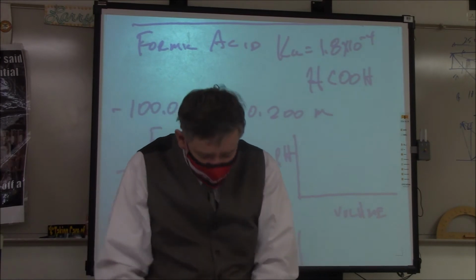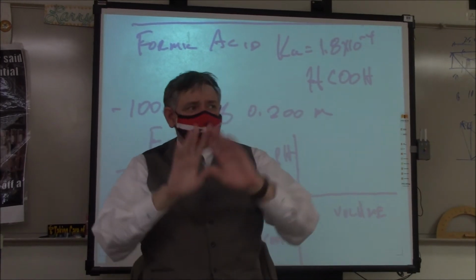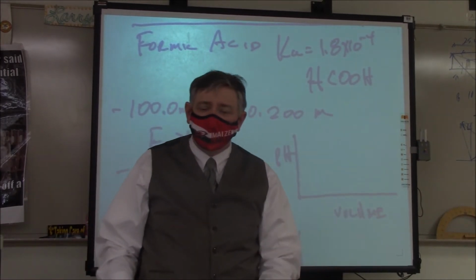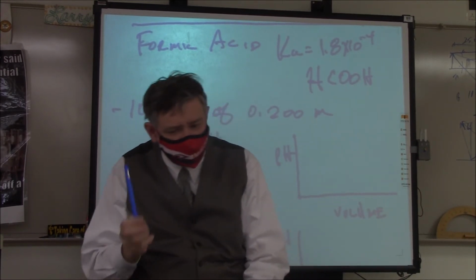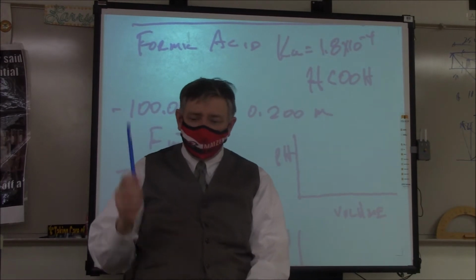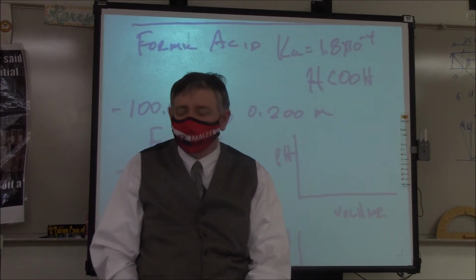This is what you've got to be able to do, hopefully without giving it a second thought. So let's say I want to give you 100 milliliters of a 0.2 molar solution of formic acid. Ka is 1.8 times 10 to the negative 4.